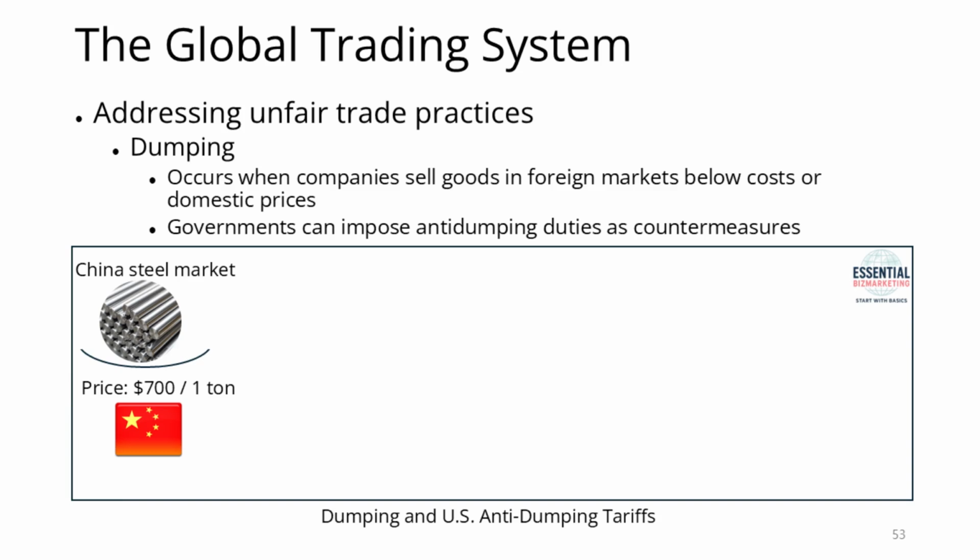Let's begin with the standard pricing scenario. In China, steel is produced and priced at $700 per ton. When exported to the U.S. at the same price, no distortion or unfair advantage exists.